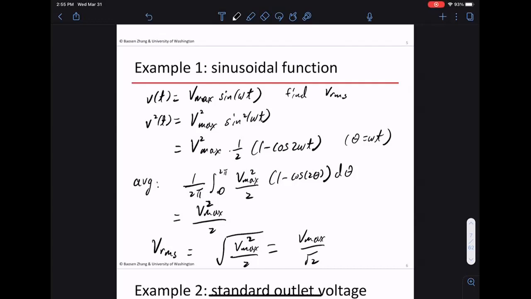Yes, go ahead. Since this is always true, for homework and exams do you expect us to show all these steps, or can we just use that VRMS is always V max over root 2 and skip the rest? Oh yeah, you don't need to show the steps. This is something you are expected to know very well, so you don't need to show those integration steps for the sine and cosine. You can directly use this equation.